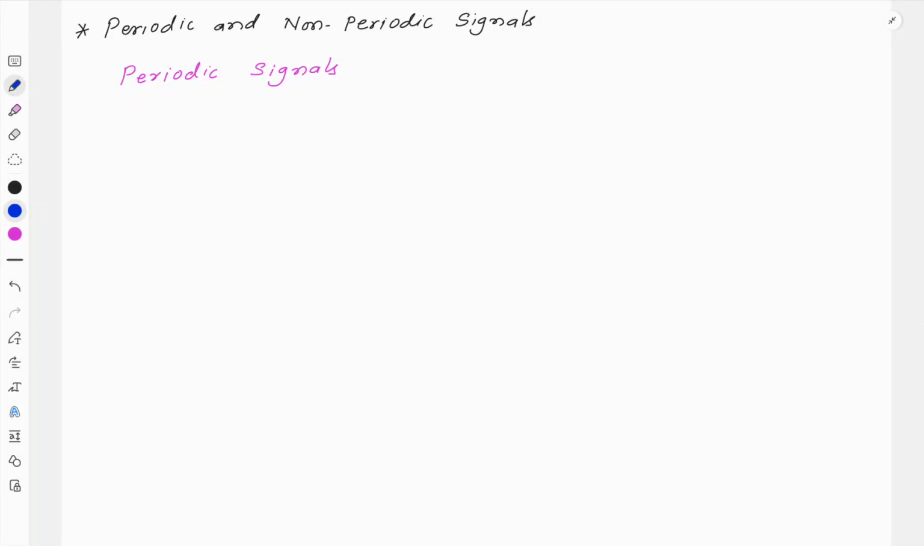In this video, we are going to classify signals as periodic and non-periodic. So first of all, let us see what are periodic signals. A simple definition of a periodic signal is: a signal is said to be periodic if it repeats after a certain interval of time. And the time interval after which it repeats is called the fundamental period of this signal.